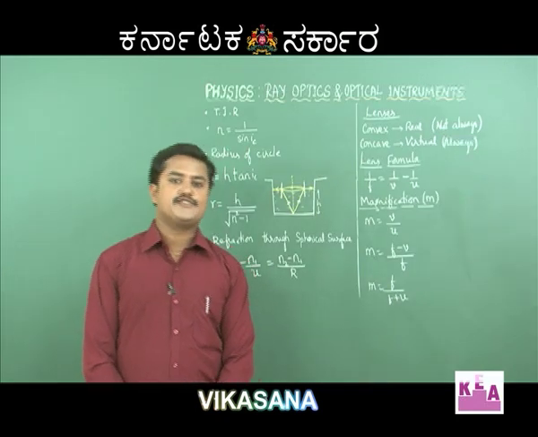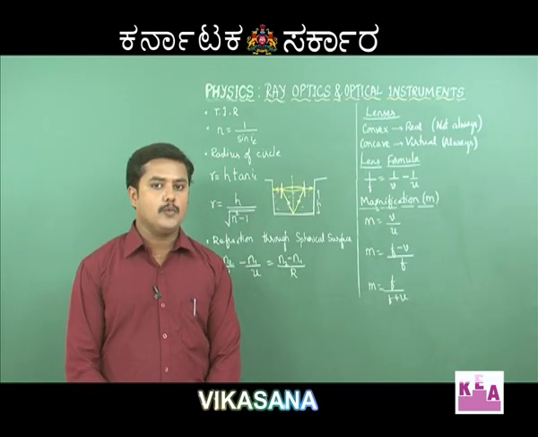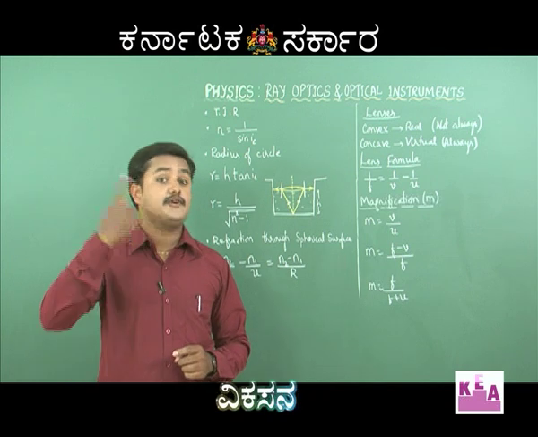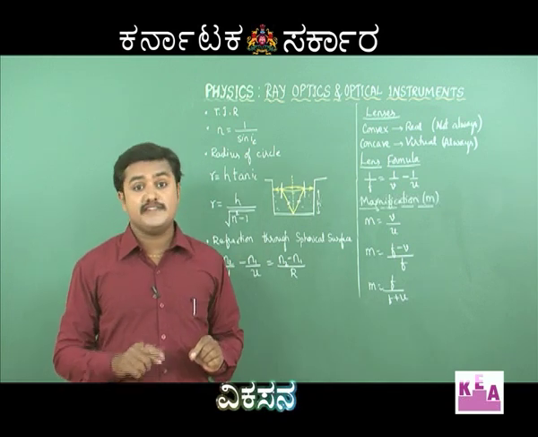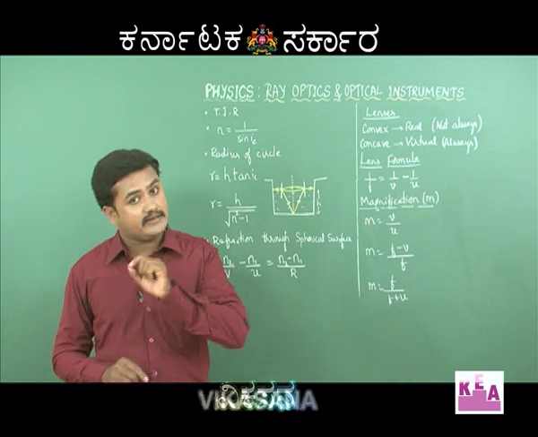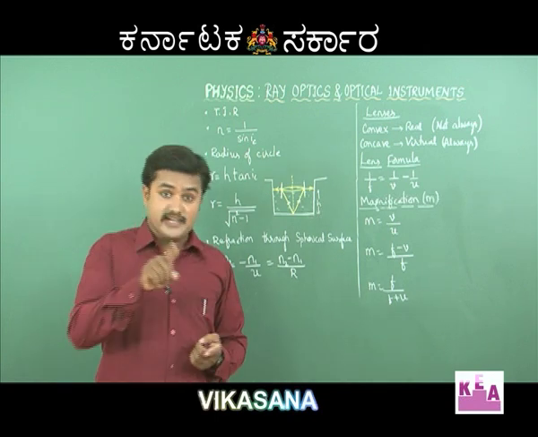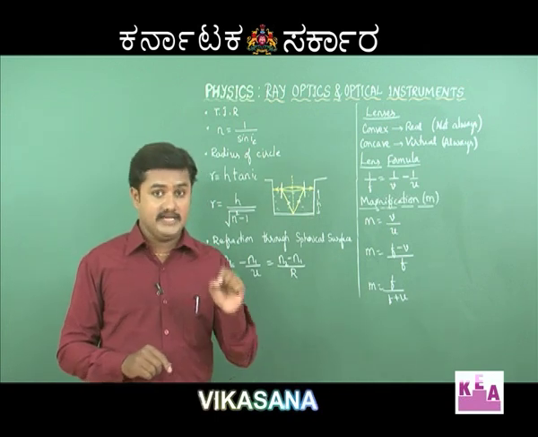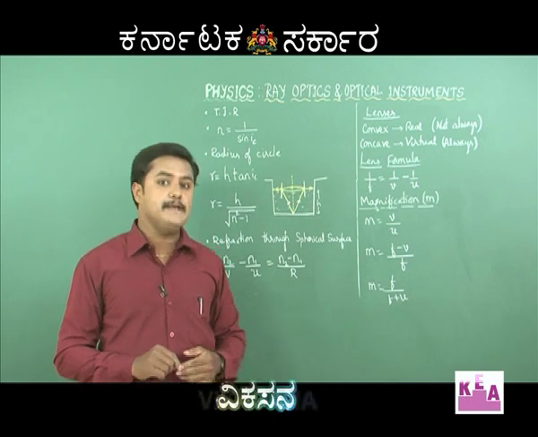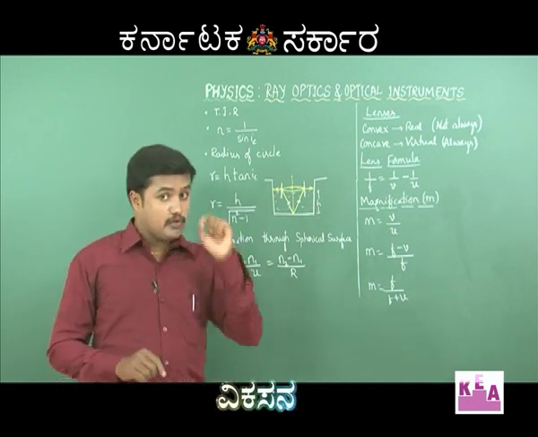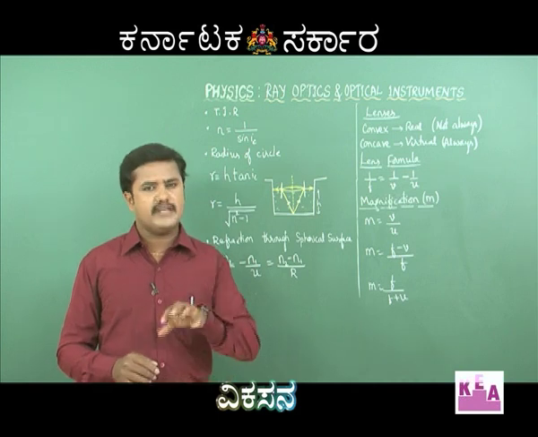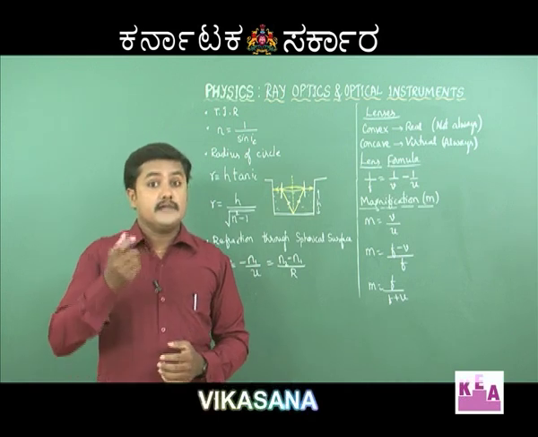Next important concept is total internal reflection. As you all know, when a ray of light travels from optically denser to rarer medium, if the angle of incidence is greater than critical angle, then TIR takes place, and critical angle is connected to refractive index, which is given by the formula n is equal to 1 over sin IC.